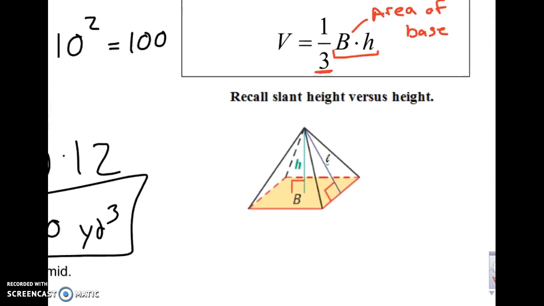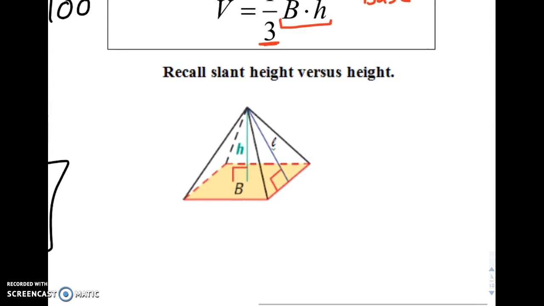Just one little reminder, recall the difference between slant height and regular height. We're talking about the elevator here, up and down the middle. That will help us with volume. This slant height down the side, the escalator as I call it, will be for surface area.